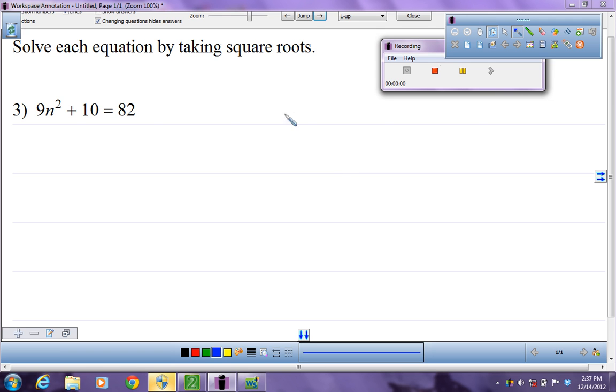Okay, here's one where you have to solve by taking the square root. Well, again, isolate that n. So I got to get rid of the 9, I got to get rid of the square, and I got to get rid of the plus 10.